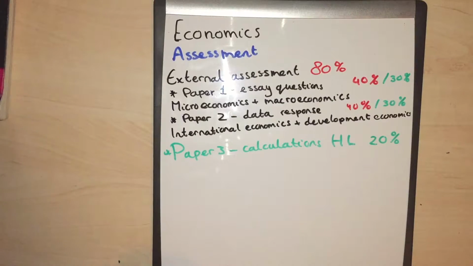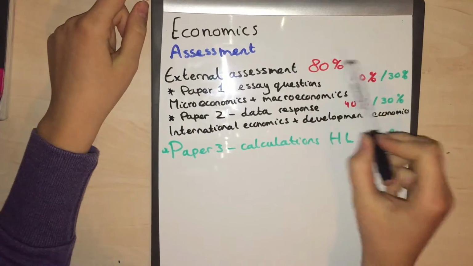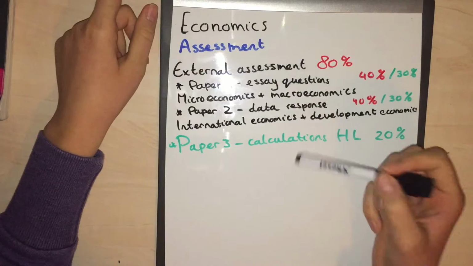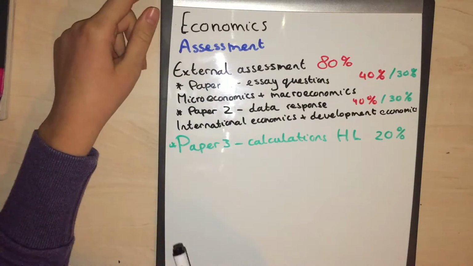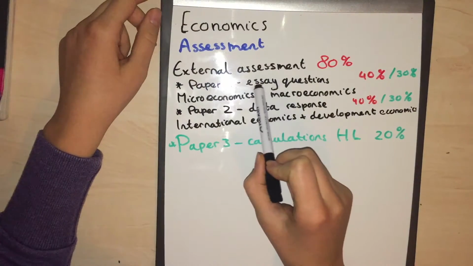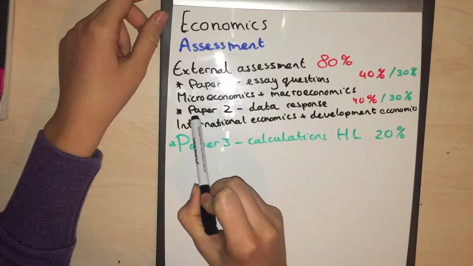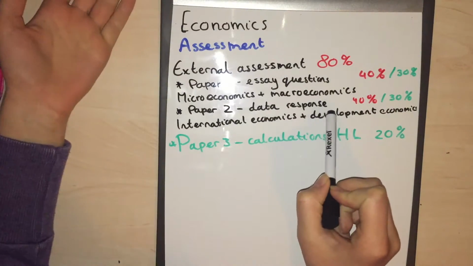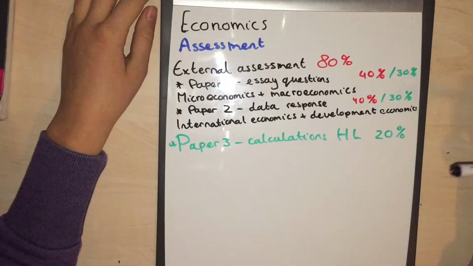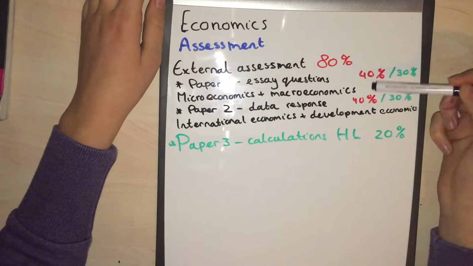Okay, so then the assessment of IB Economics. The external assessment accounts for 80% of your final economics grade, and it consists of 2 or 3 parts. If you are a standard level student, you have paper 1 and paper 2. Paper 1 are the essay questions, so about microeconomics and macroeconomics, and paper 2 will be data response questions about international economics and development economics. So for a standard level student, paper 1 is 40% and paper 2 is 40%.